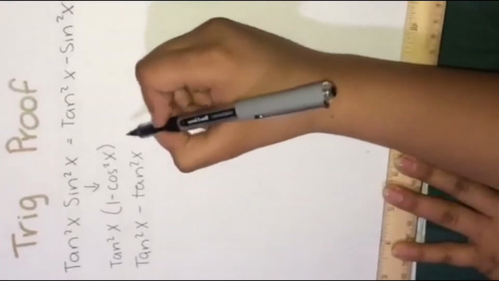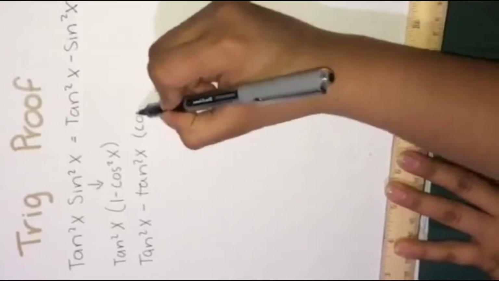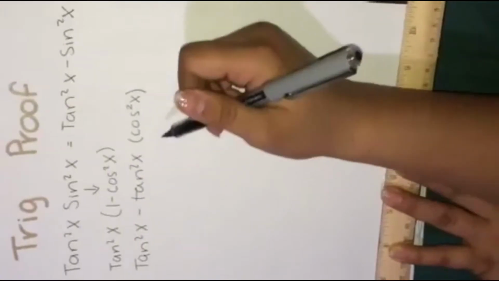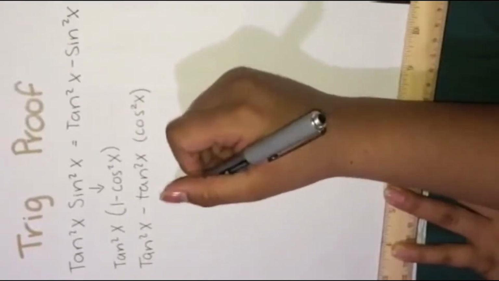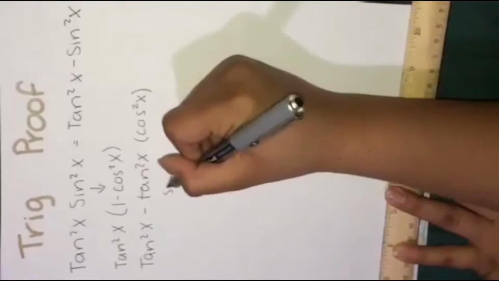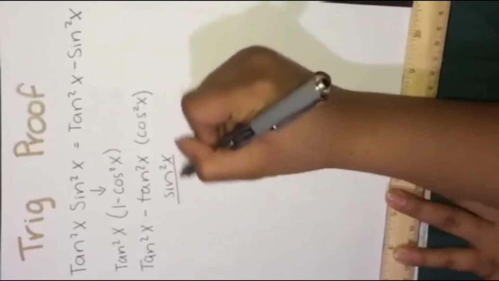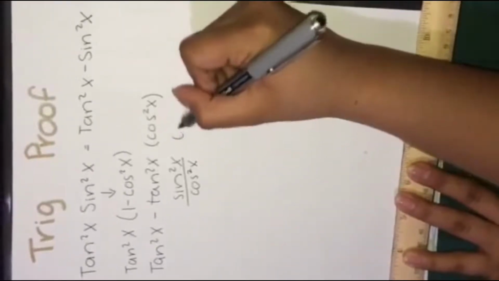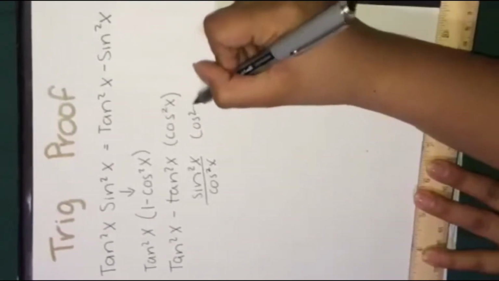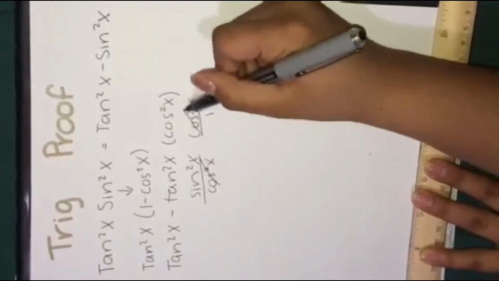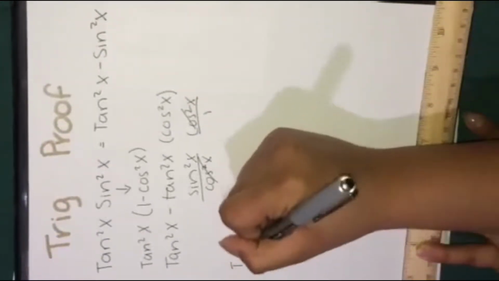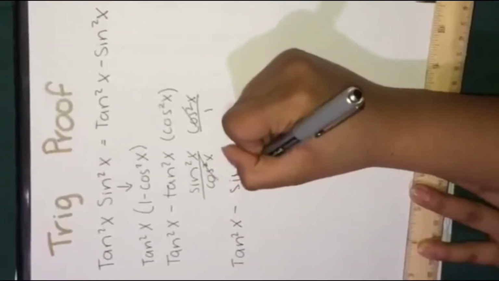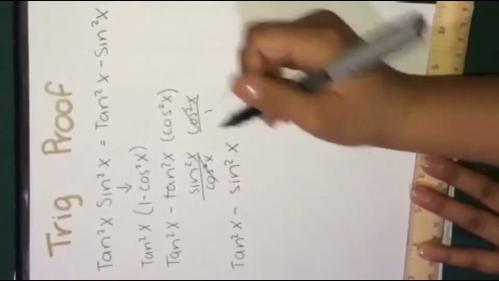So we are left with tangent squared x minus tangent squared x times cosine squared x. Now we convert tangent squared x into sine squared x over cosine squared x, meaning we cross out cosine squared x. And now we get the answer, tangent squared x minus sine squared x.